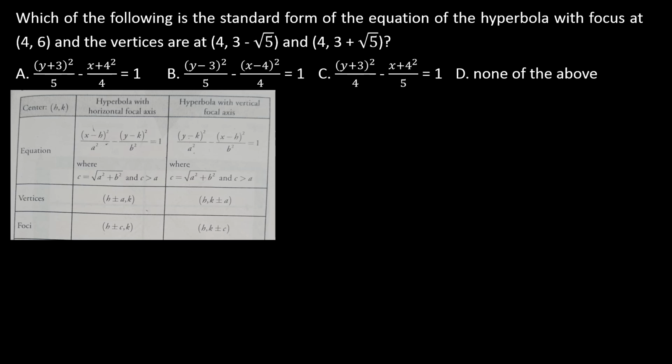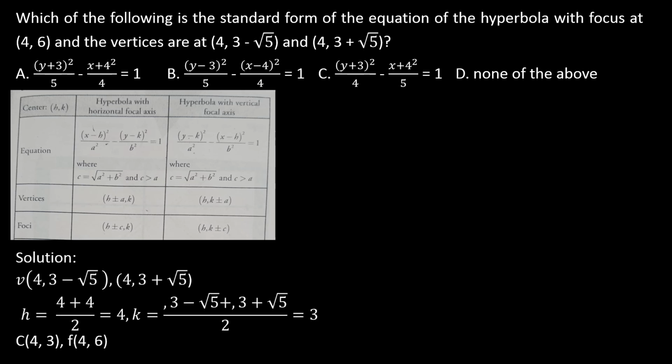With focus at (4, 6), the vertices are at (4, 3 minus square root of 5) and (4, 3 plus square root of 5). Then, we can now have the solution. The vertices are (4, 3 minus square root of 5) and (4, 3 plus square root of 5). Remember that the vertices have the formula (h plus or minus a, k). Then we also have the focus at point (h plus c, k).